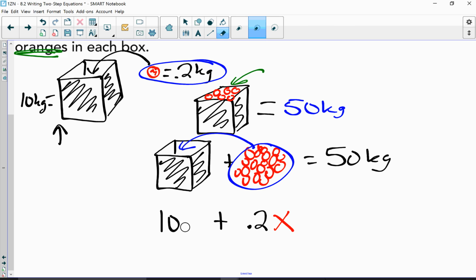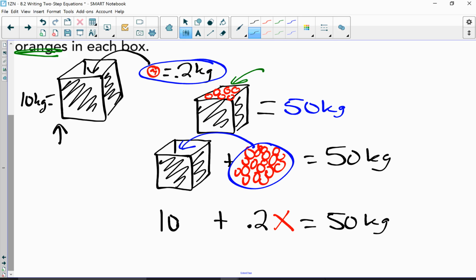Get rid of this K. So I've got 10 kilograms plus 0.2 kilograms multiplied by how many oranges there are is going to be 50 kilograms. And that's my equation, guys. It's that simple. So let's take a look at the parts and make sure I've got everything covered.